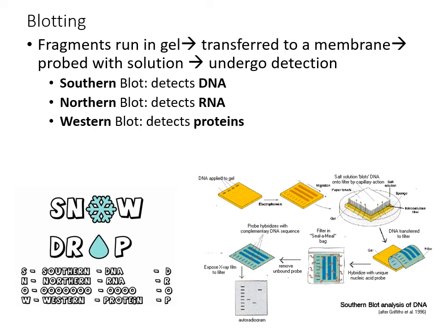And some students like to use the trick of snowdrop to remember that southern blot is for probing or detecting DNA, northern blot is for detecting RNA, and western blot is for looking at proteins. Okay, so in all of these, you're putting fragments onto a membrane, but in southern blot, you're probing for DNA. In northern blot, you're probing for RNA. In western blot, you're probing for proteins. Okay, and it's more specific blotting than simply running a gel electrophoresis.